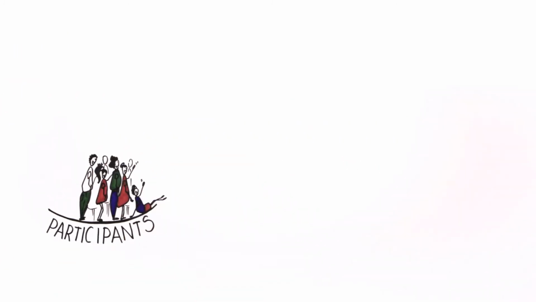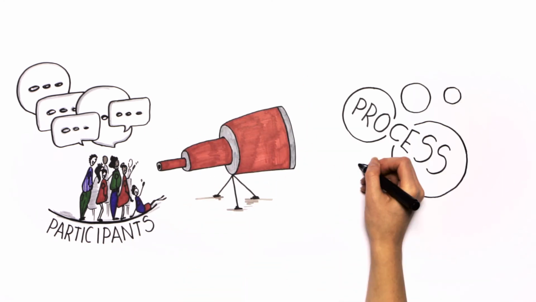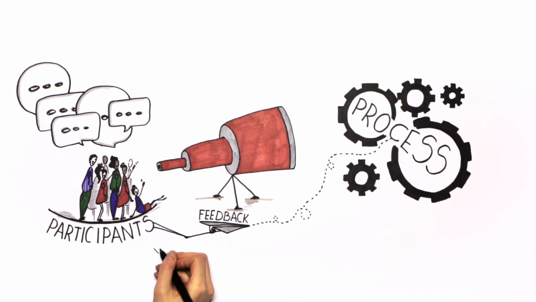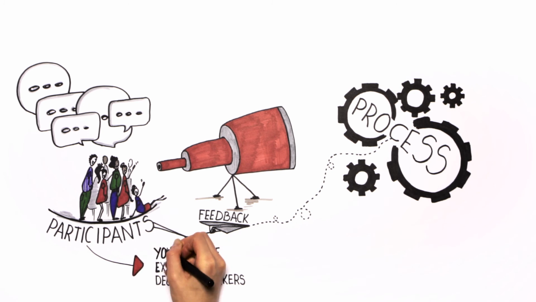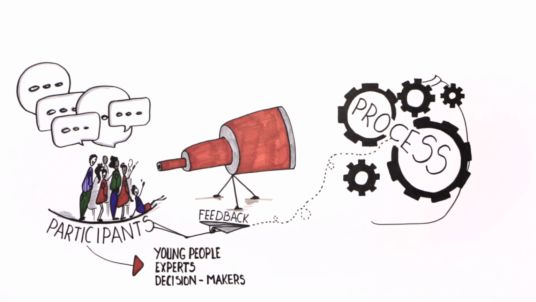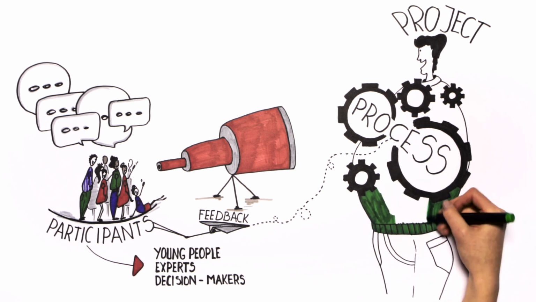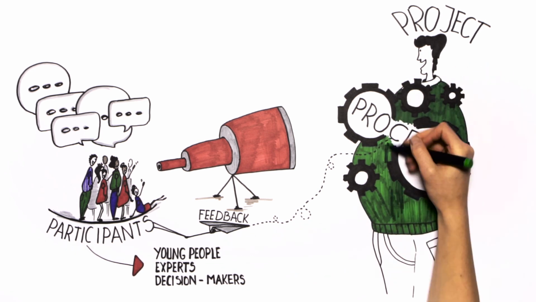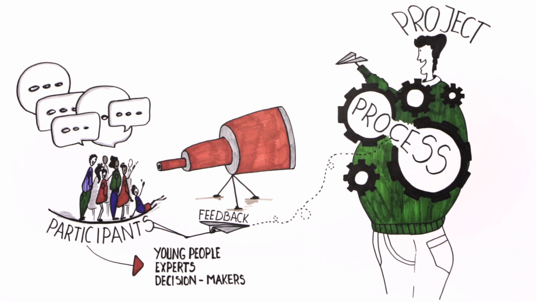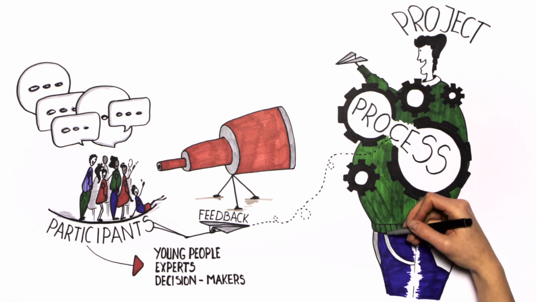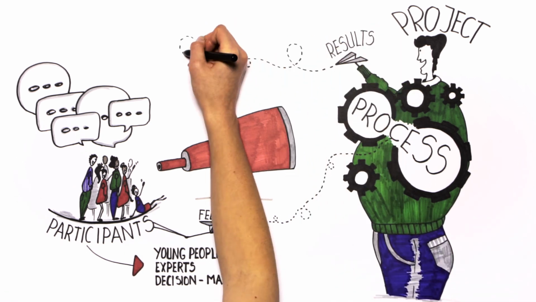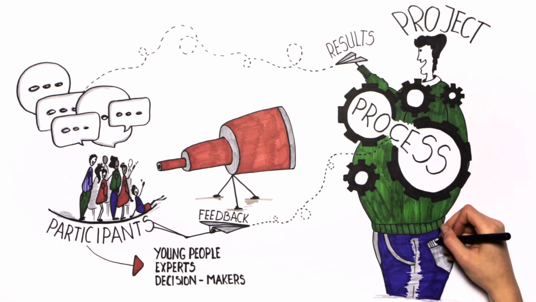It is crucial to provide continuous feedback throughout the process to everyone involved. Young people, experts, and decision-makers who have been involved and asked to contribute with their opinions should be informed about the final outcome of the project and its impact. Let young people and other participants know what happened with their ideas. It's essential to close the feedback loop for a quality participatory process.